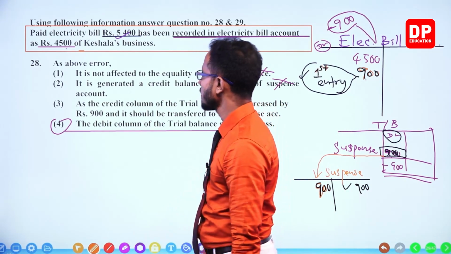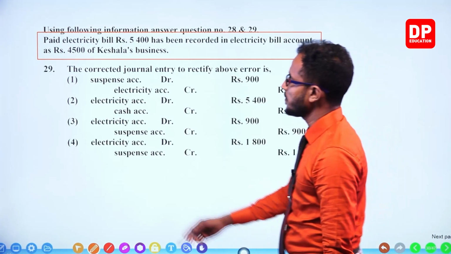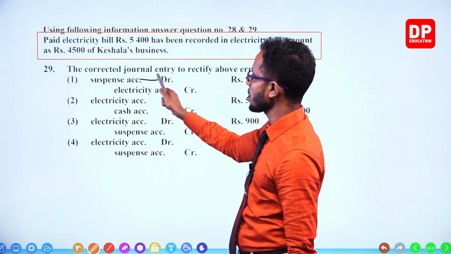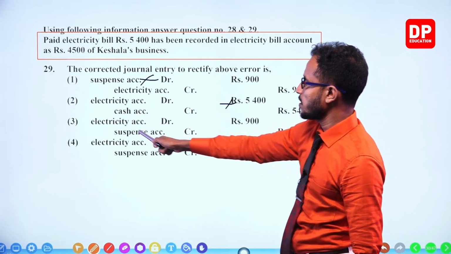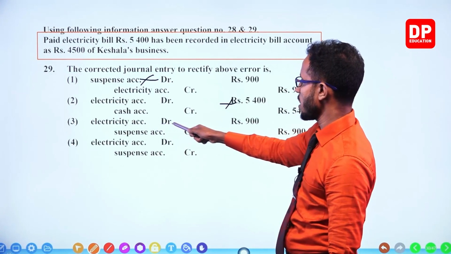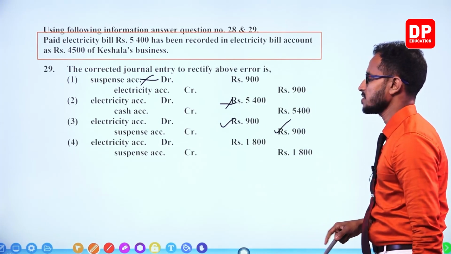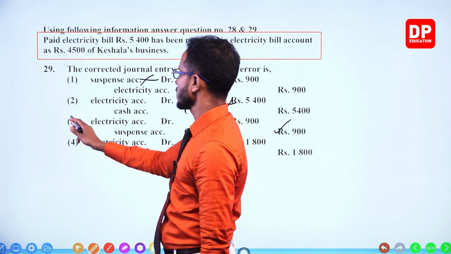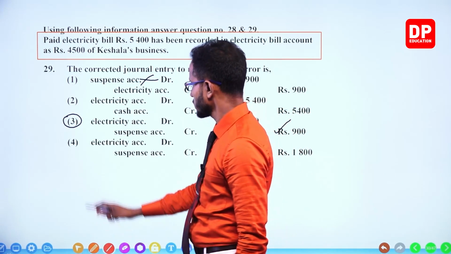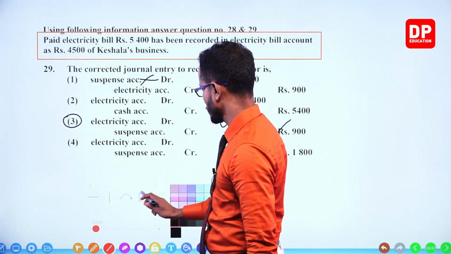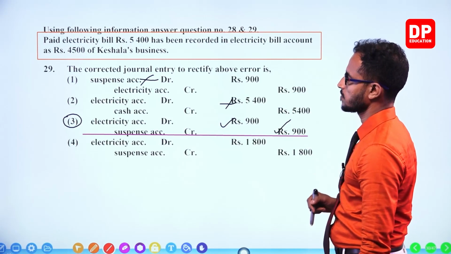Let's go and see. Debit suspense account, no. Debit electricity bill account 5400, no. Debit electricity bill account 900, yes. Credit suspense account 900, yes. This is the answer. Third one.